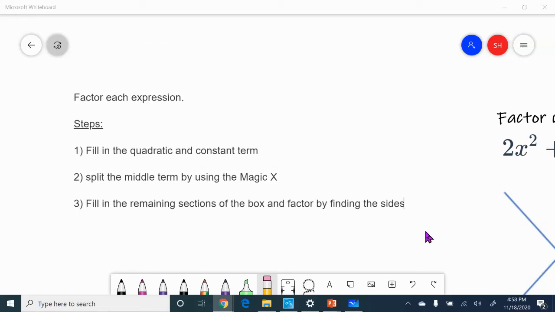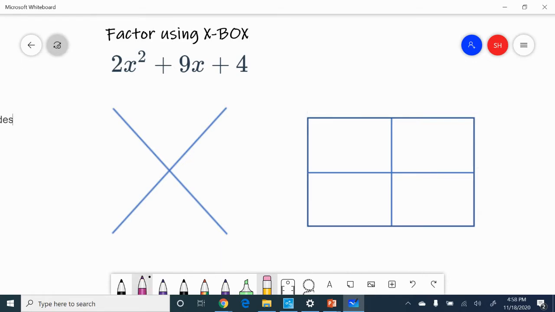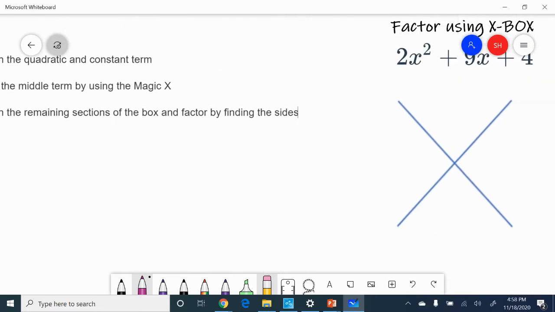Another review on how to factor using the X-box method. And so here are the steps. The first step is to fill in the quadratic and constant term. So I'm going to go over here, and that's what we're going to do first. The quadratic term is the one that has the power of 2, so I'm going to go ahead and fill that in. And the plus 4 at the end is the constant term. So that is the first step.